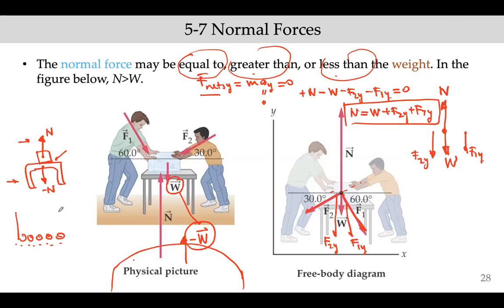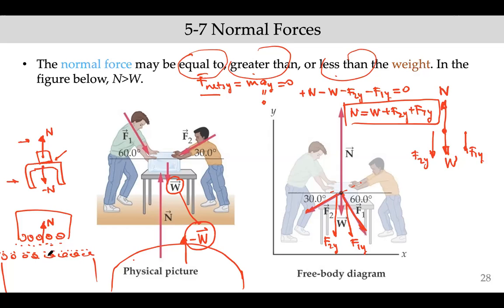So this is the block. And the table also has atoms, and they also have electrons. Now, because those electrons have the same charge, which is negative, if you try to get the negative charges together, they will actually push each other, right? So these electrons are pushing it up, and that's what we call normal force.